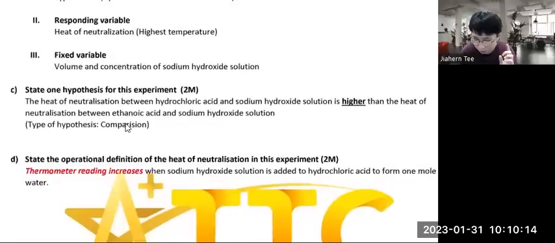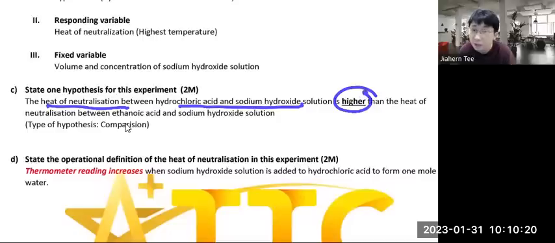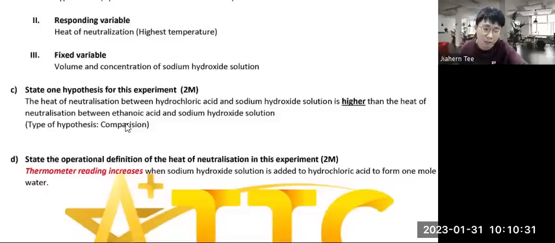So as you can see, the heat of neutralization between hydrochloric acid and sodium hydroxide, which is a strong acid, is higher than the heat of neutralization between ethanoic acid and sodium hydroxide. You see the concept there? So from here we try to guess, we try to predict, maybe strong acid has a higher heat of neutralization, and that gives you 2 marks. So that's your hypothesis for this experiment if you're using different types of acid.